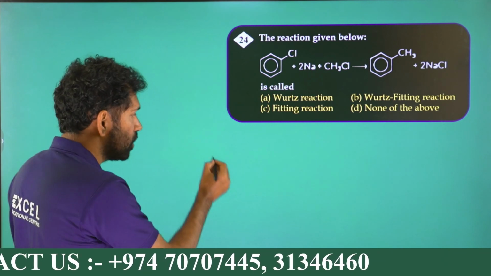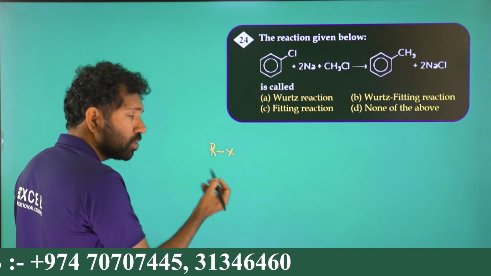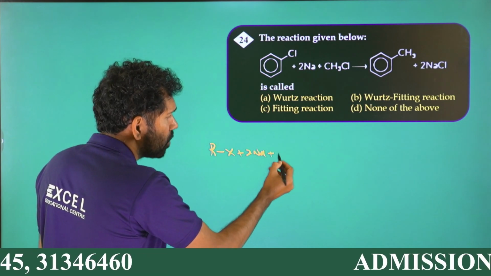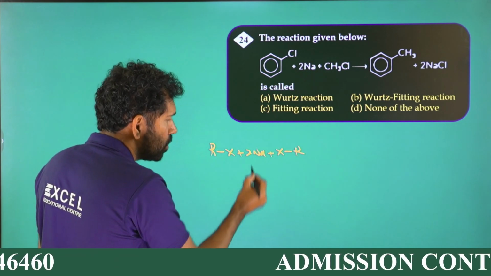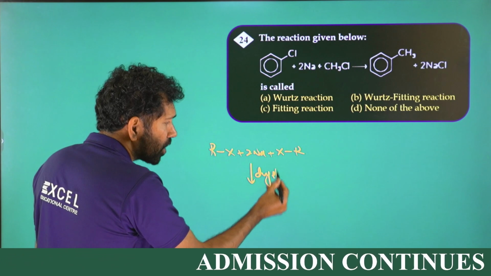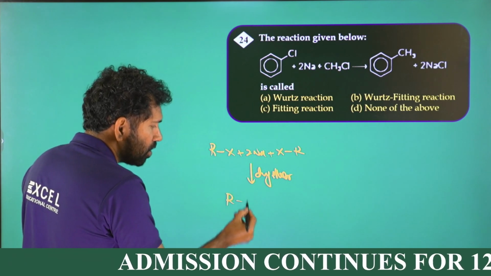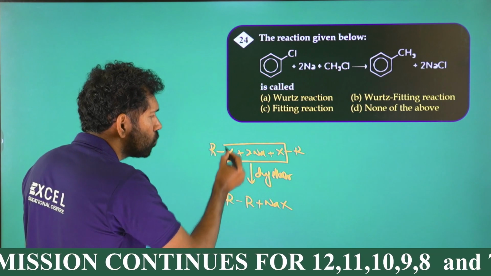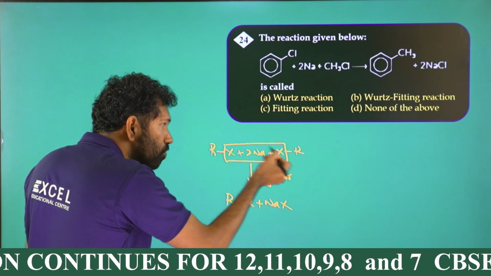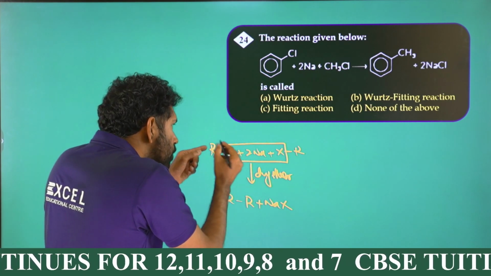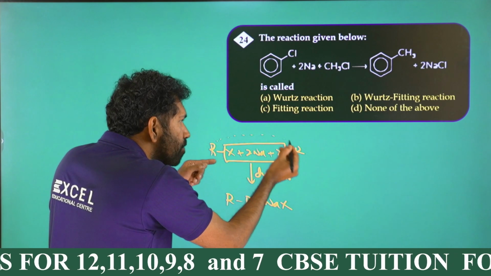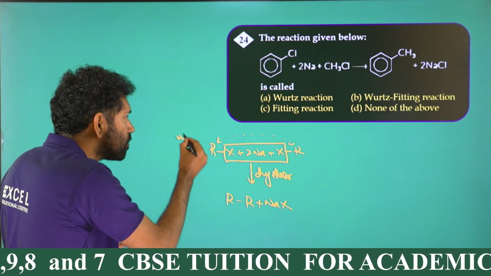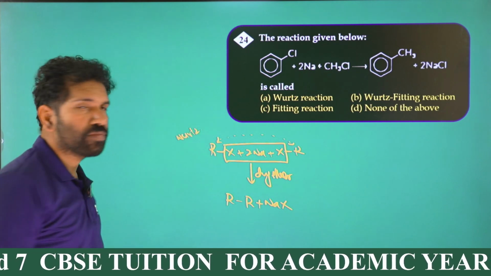What is Wurtz reaction? Yes, you have an alkyl halide, treating it with metallic sodium in presence of one more alkyl halide, in dry ether. You will get an alkane with double the number of carbons. You will remove the Na, remove this X, remove this X, and combine this R and this R. You will get an alkane with double the number of carbons. That is called Wurtz reaction.